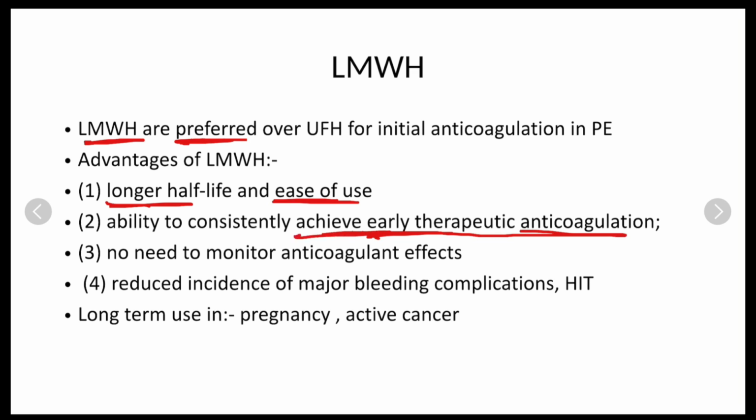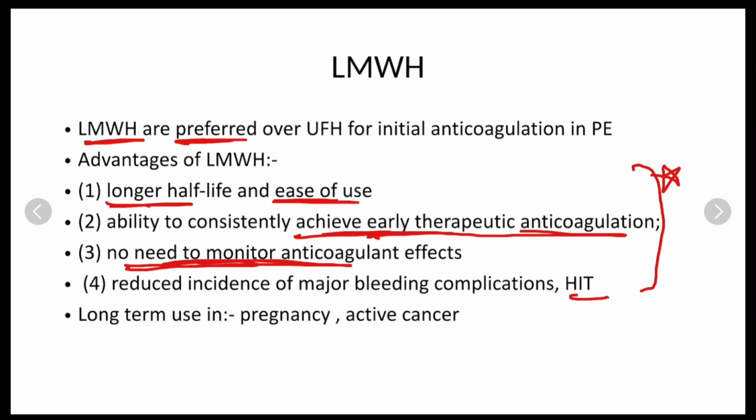Then there is no need to monitor the anticoagulant effect, very, very important. There is no need to monitor the anticoagulant effect in the case of low molecular weight heparin, and it has a reduced incidence of major bleeding complications or heparin-induced thrombocytopenia. These side effects are very few, and there is no need for monitoring. We can achieve early therapeutic anticoagulation, longer half-life, and ease of use. So all points favor low molecular weight heparin. So obviously we should use LMWH.